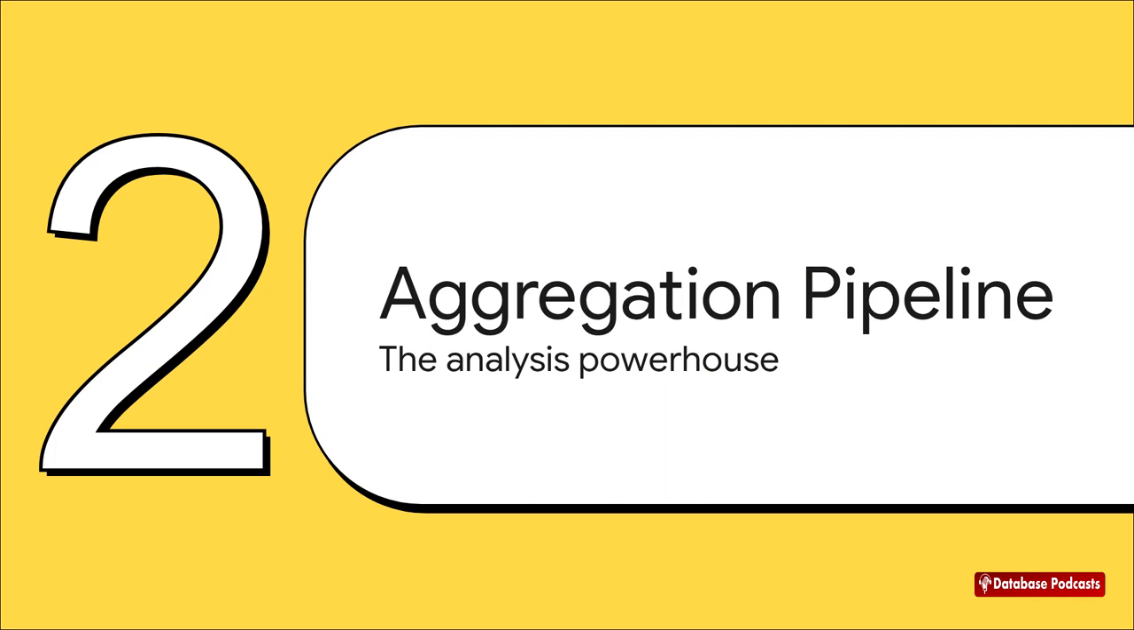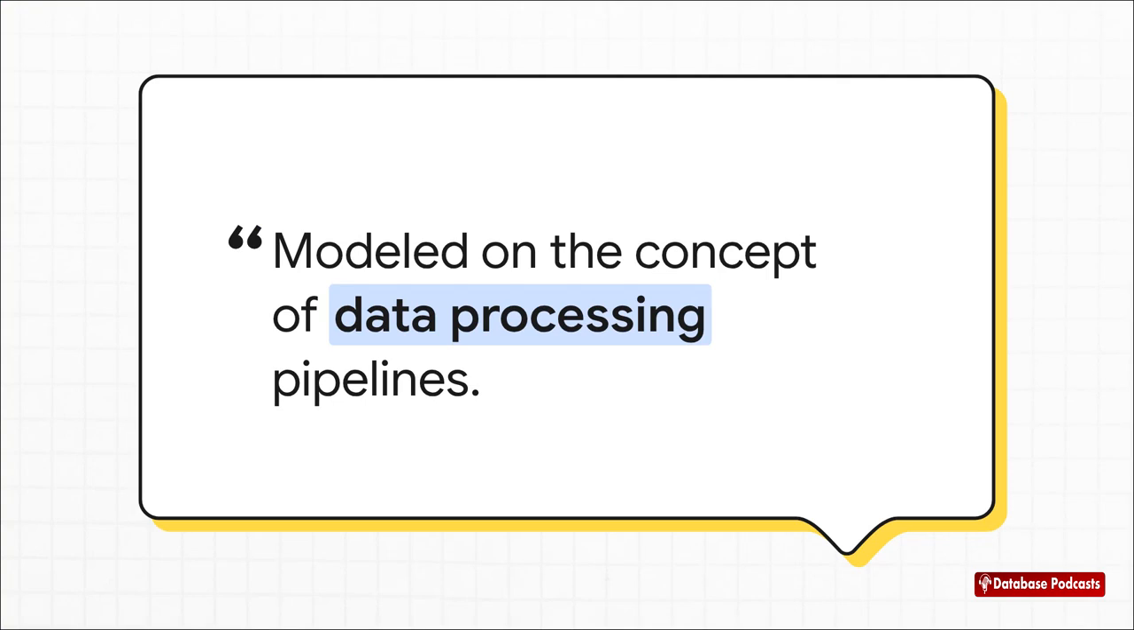For the really complex multi-step analysis, we need something much more powerful. And that brings us to the star of the show today, the aggregation pipeline. This is the real engine for data analysis in MongoDB. So what on earth is a pipeline? Well, honestly, the best analogy is to think of it like a factory assembly line for your data. You've got all your raw documents going in one end, and they move through a series of stations, or stages. Each stage does one specific thing to the data and then passes its work on to the next one.